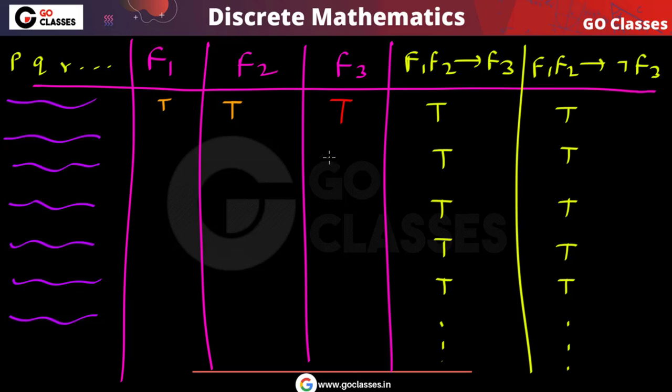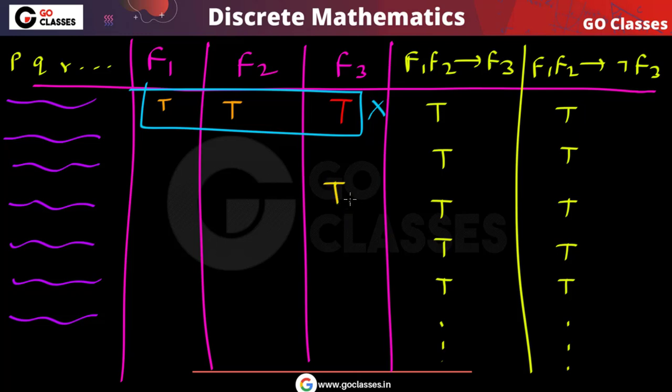Why is it not possible? Because if this happens, then this will be false. Because f1 f2, that is true, and true implies negation of true, because this is negation of f3. So f1 f2 implies negation of f3: true and true is true, negation of true is false, so true implies false, that is false. So this is not possible. Definitely this combination is not possible.